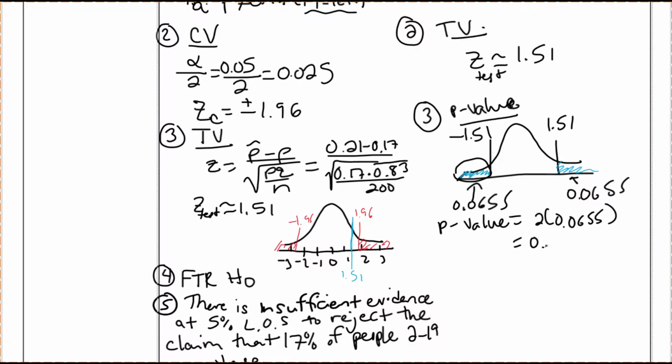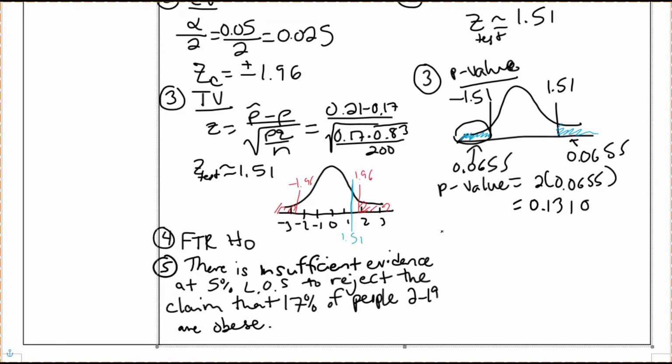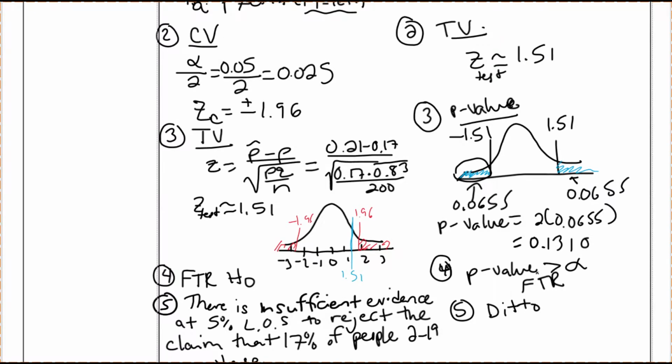So doubling that number gives us 0.13. So this will be 0, 1. So it should be 0.1310, about there. So for step 4, when we make our decision, what we do is we compare the p-value that we just calculated to alpha. So here it's greater than alpha, which means we fail to reject. So step 5 is the same as it was for step 5 of the traditional method.